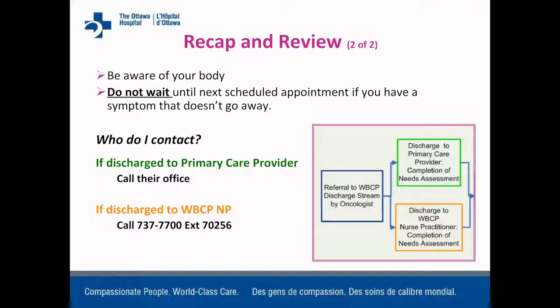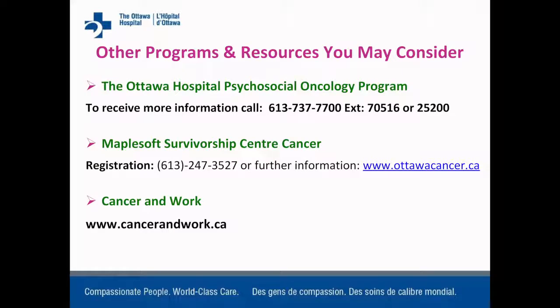So who is it that you contact? Well, if you've been discharged to your primary care provider, then it would be their office that you would call. And then they would assess you, and if they require any advice or if they want us to schedule an appointment with your oncologist for you to be reassessed, then we would arrange for that. If you've been discharged and are being followed by the Wellness Beyond Cancer Program nurse practitioner, then you would call the Wellness Beyond Cancer Program phone number, and we would notify the nurse practitioner and schedule you an appointment as needed.